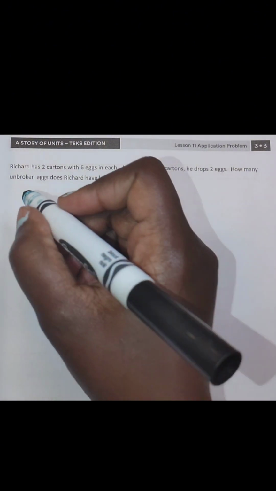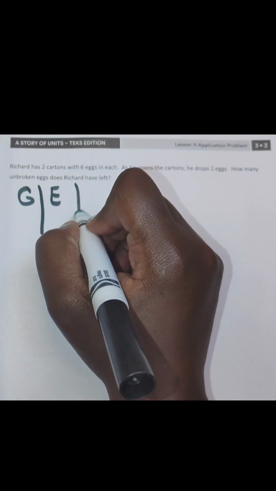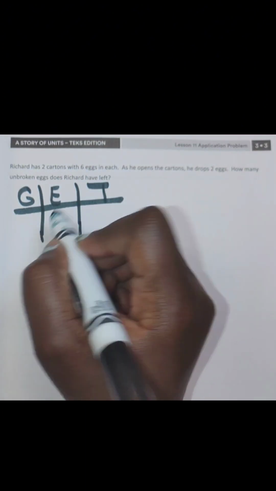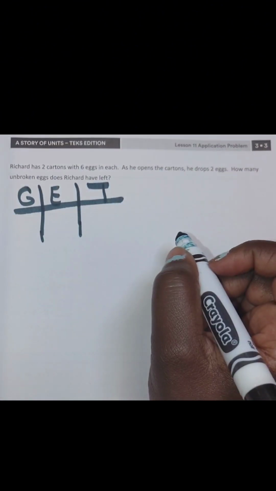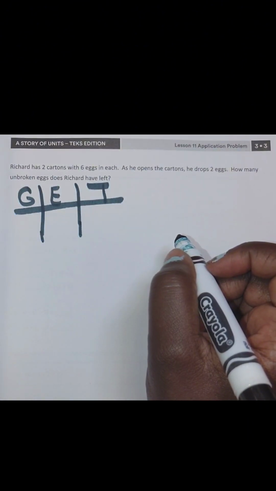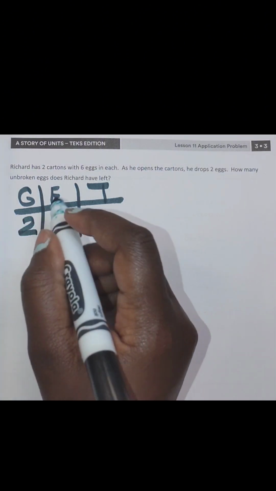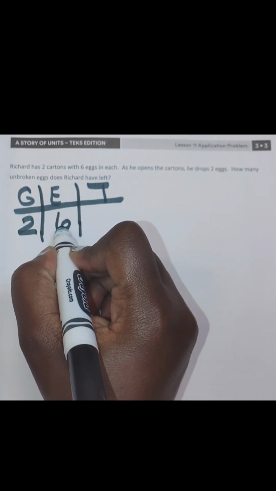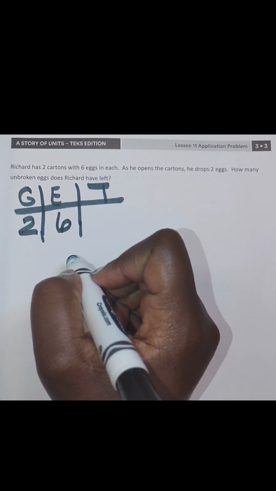Most of the time when my students see the word each, they automatically write a get chart: groups, each, total. They do this to figure out whether they are multiplying or dividing. After you write your get chart, you reread the question. Richard has 2 cartons with 6 eggs in each. 2 cartons would be my groups, and it would have 6 eggs in each.